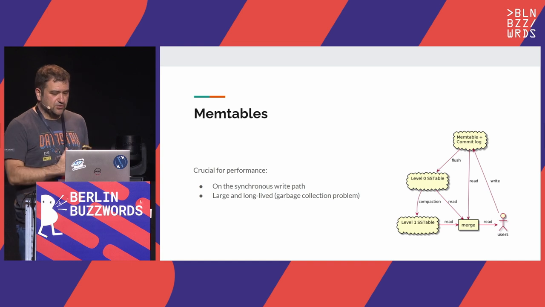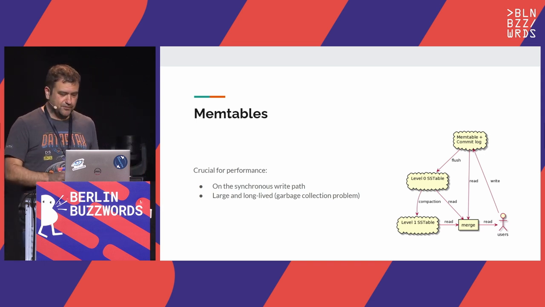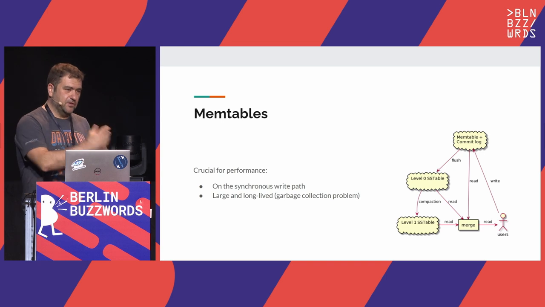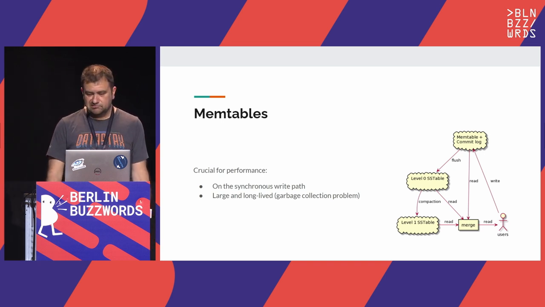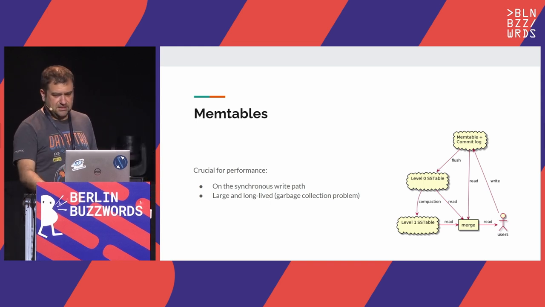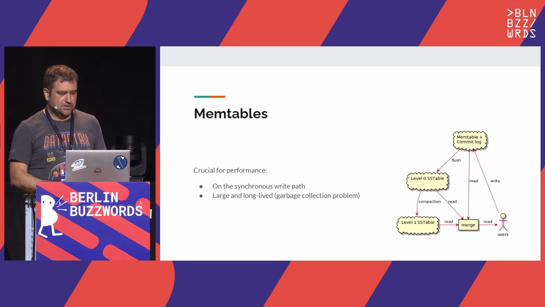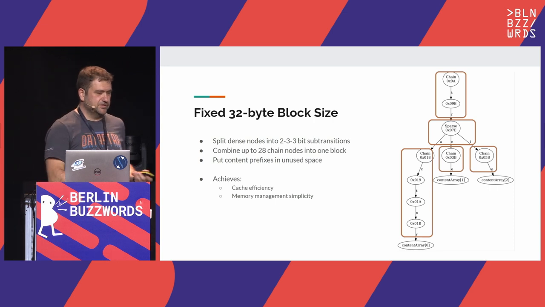And also, because these memtables are large things and they stay around for a while, but not forever, they're a pretty big problem for the garbage collector because it needs to follow everything in the memtable, investigate it, see what stays, see what doesn't stay. It can cause long pauses in garbage collection. Well, there are a few extra tricks that we did for the in-memory tries.